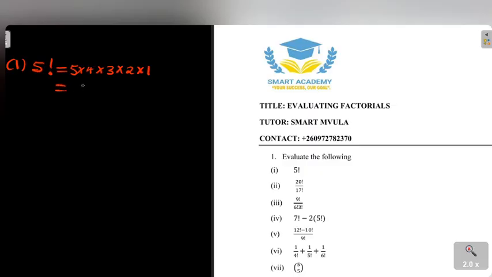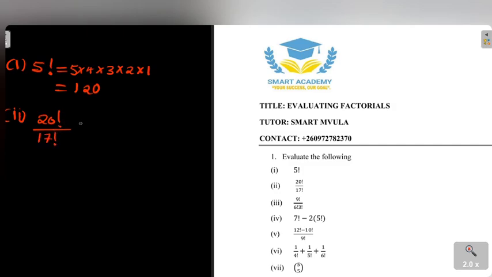So you say 5 times 4, that's 20. Then 20 times 3, we have 60. 60 times 2, 120. Then 120 times 1, we have 120 as our answer. Then we have our part 2, which is saying we have 20 factorial over 17 factorial. This is what we have.